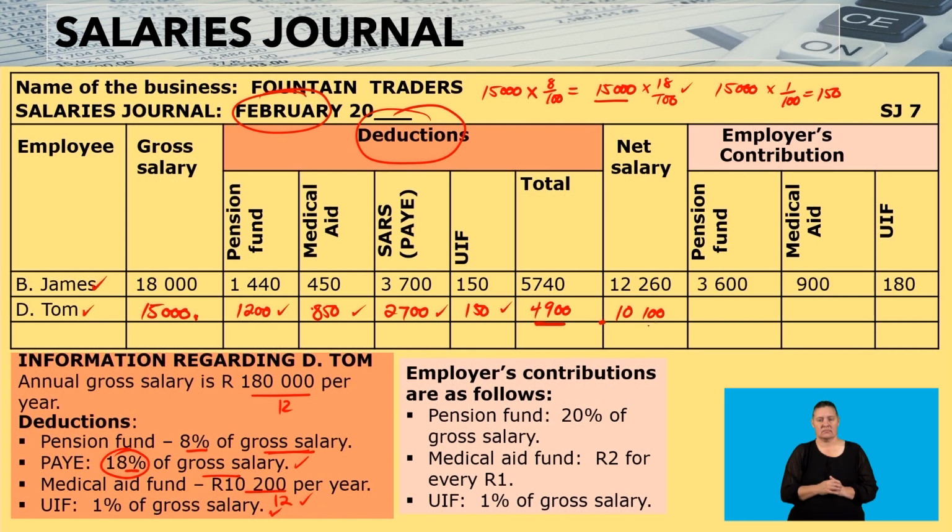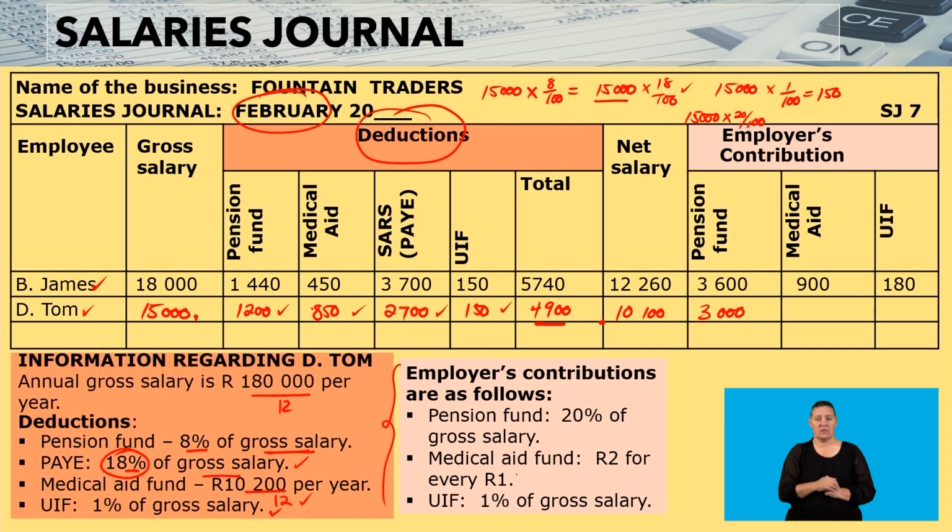The next part is the contributions, the employer's contributions. And here is the information on the employer's contribution. Let's quickly do it. The first part says, pension fund 20% of the gross. I would then take my gross. You remember how much is my gross? My gross is 15,000. And I have to get 20% of that. So 20% of my 15,000 will give me pension fund contribution of 3,000 rands.